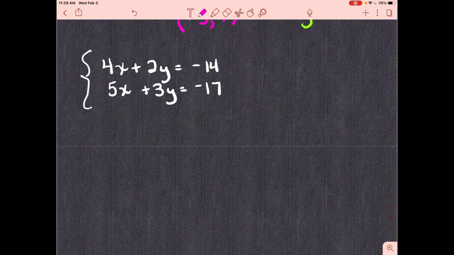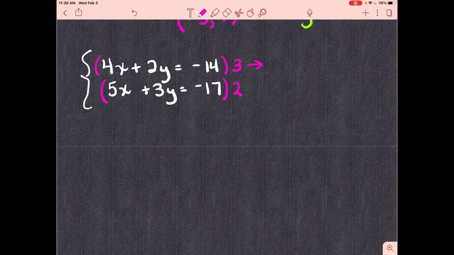I'm going to choose to multiply the top times 3 and the bottom times 2. Are there other things you could do? Yes, you could multiply the top times maybe 5 and the bottom times -4. There are infinite possibilities, actually. I'm just looking for something that makes sense to me.